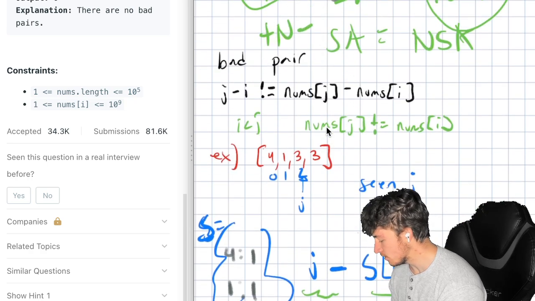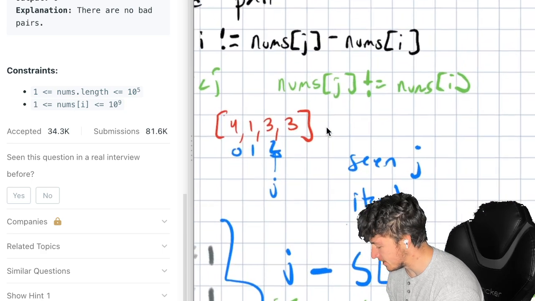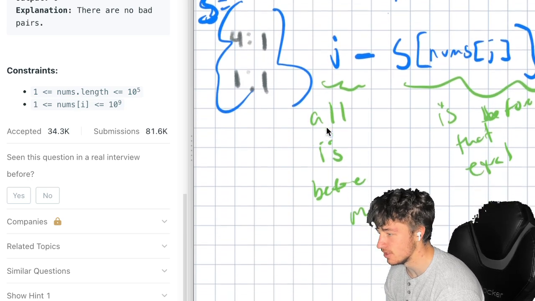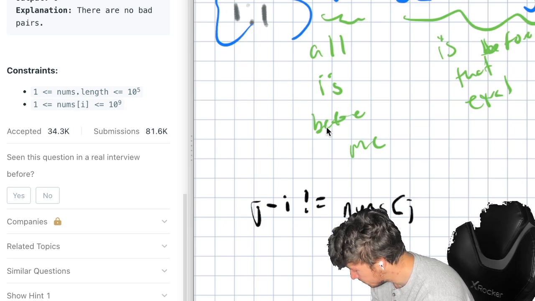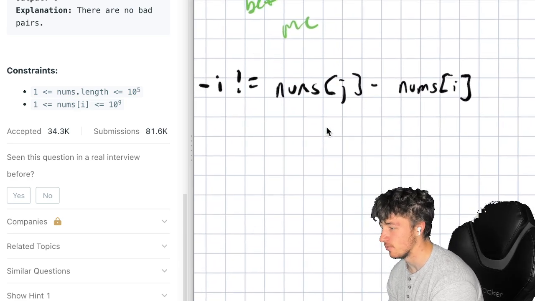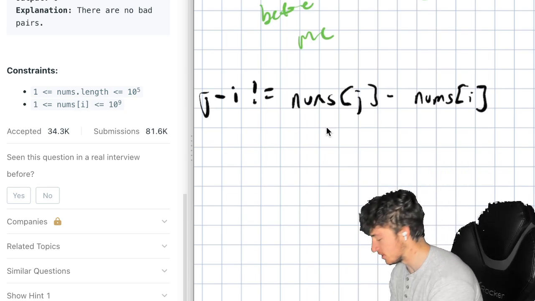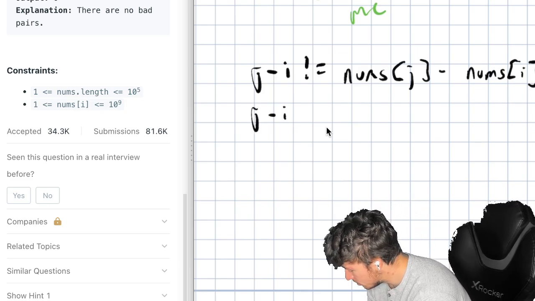Okay. So how does that help us with this problem? Well, this j minus i, nums i thing, it's really just the same thing. Okay. So I'm going to write it again. Nums of j minus nums of i. And you guys say, well, this is very different. This isn't nums of j not equal nums of i. Now there's this other factor of where the person is. Well, what I'm going to do is I'm going to add i to both sides. Plus i not equal.